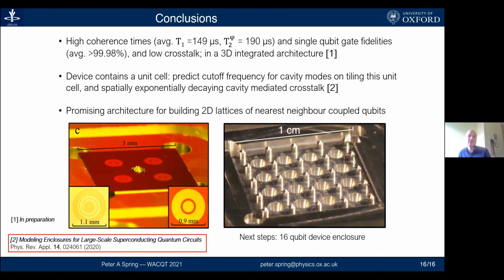So in conclusion, we've measured high coherence times and single qubit gate fidelities in a 3D integrated architecture and kind of shown that the device contains a unit cell. And we predict a cutoff frequency for cavity modes when we tile this cell. So we think this is a promising architecture for building 2D lattices of qubits. And to that end, you can see an enclosure here for a 16 qubit device that we're going to move on to next.